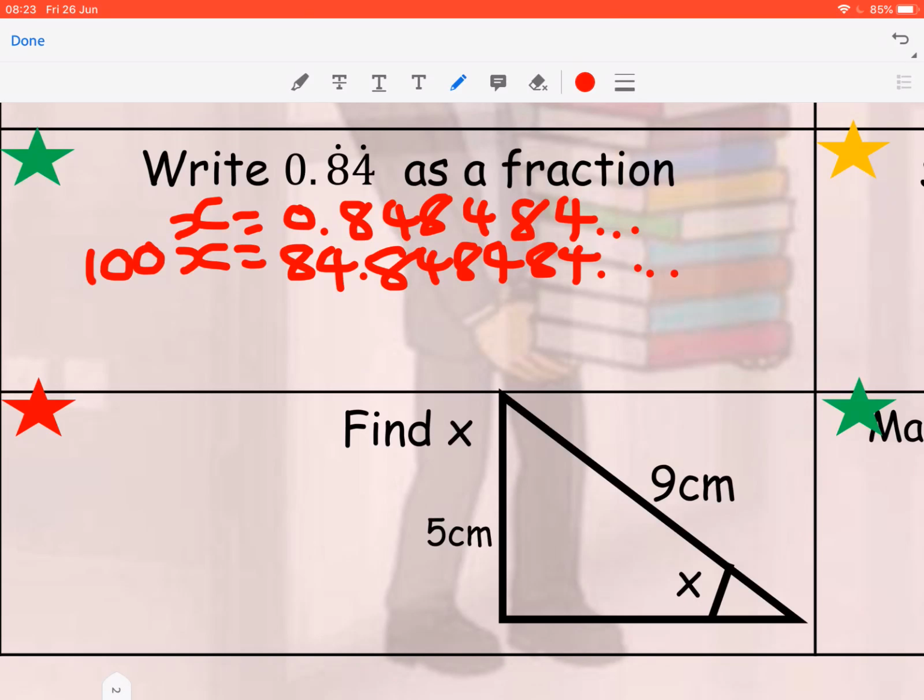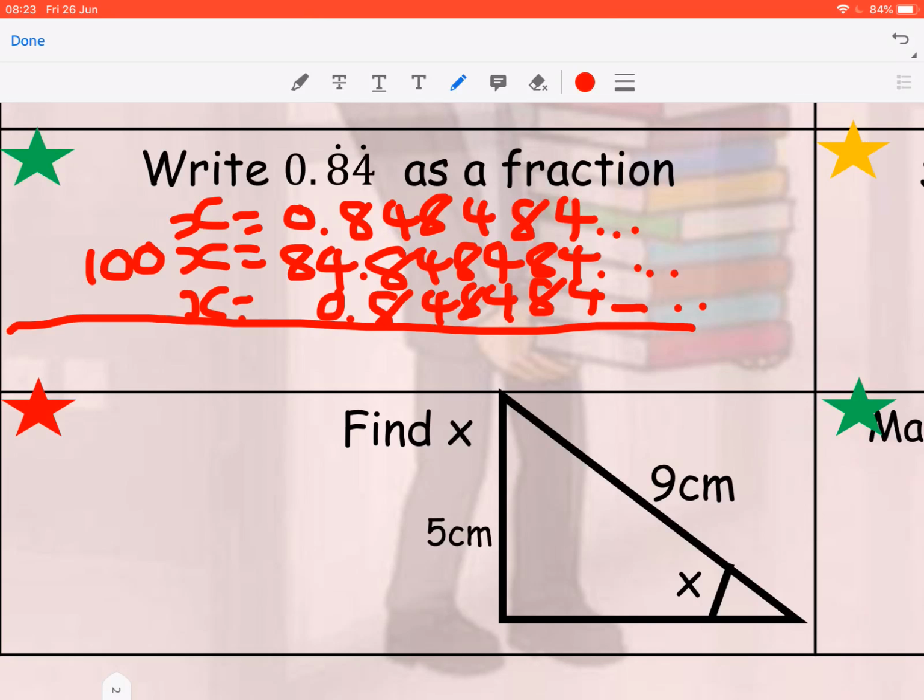Now, what I wrote down on the first line, I'm just going to write underneath. x equals 0.84. And the same way I would if I was taking away using column subtraction, I'll do exactly the same thing. I line up the decimal points. If you line up the decimal points, you can see that the 84 recurring bits are actually perfectly in line.